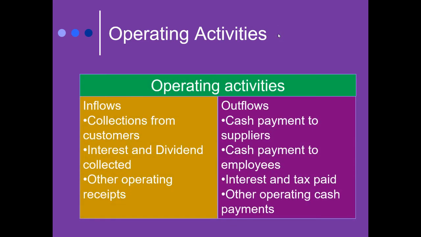Okay, so these are all the list of the inflows and outflows under operating activities. So inflows are usually revenues from operation and also non-operation activities, and it could also include interest and dividend collections. Okay, so for outflows, these are payments for operating expenses. Okay, and also will include the interest and tax paid, to lenders and also to government.